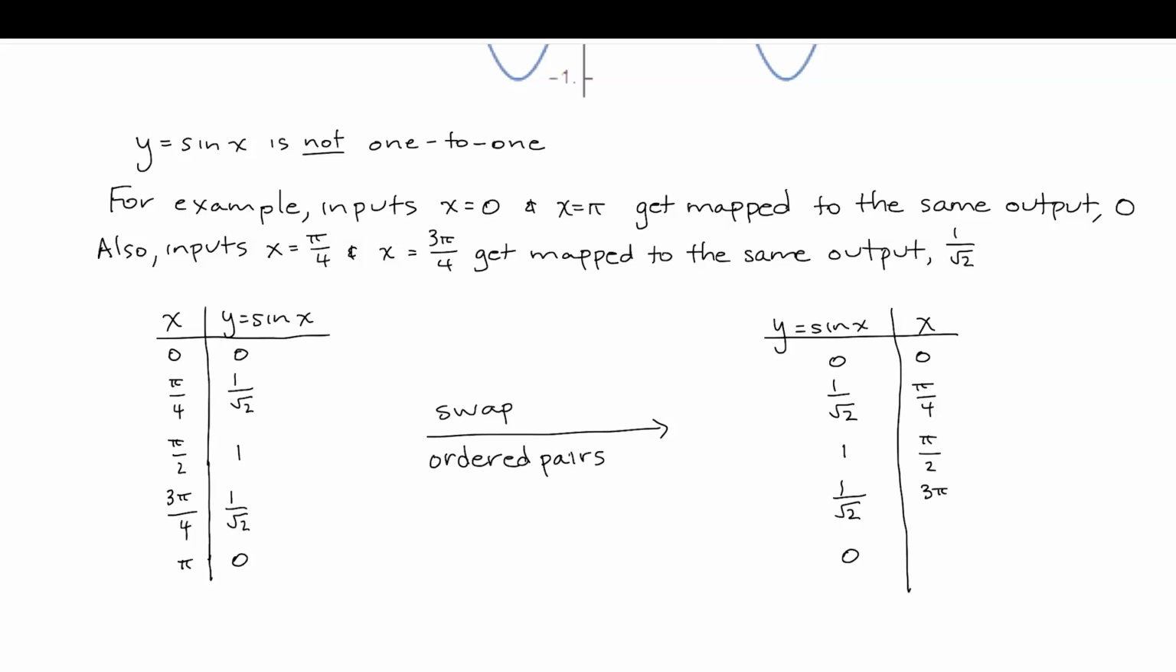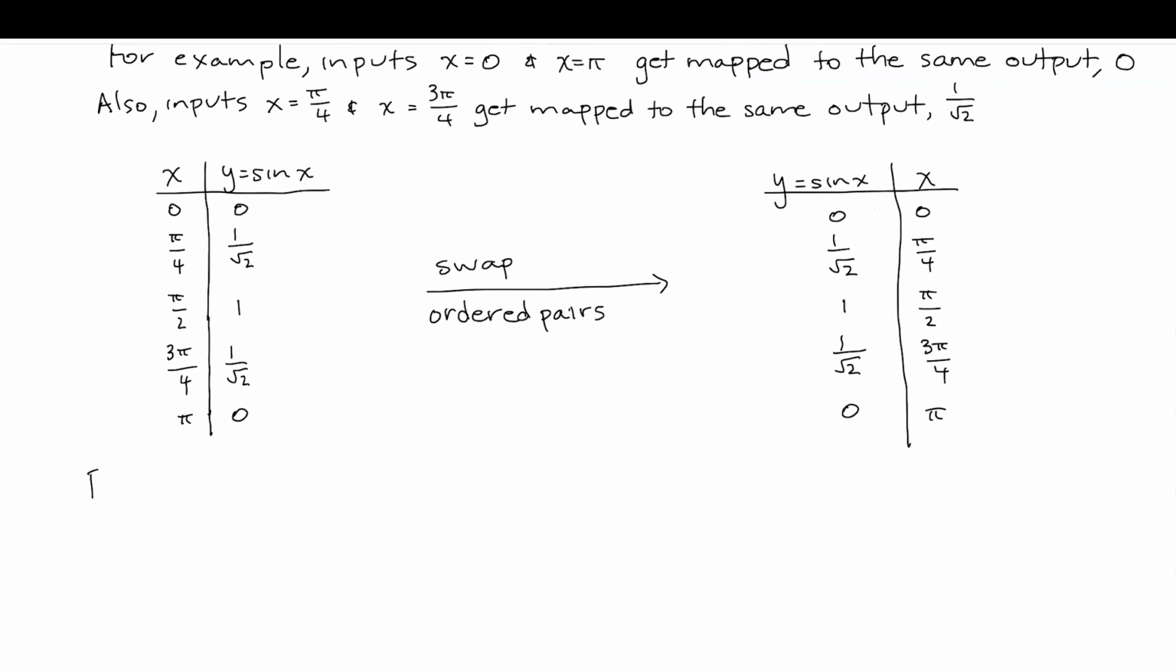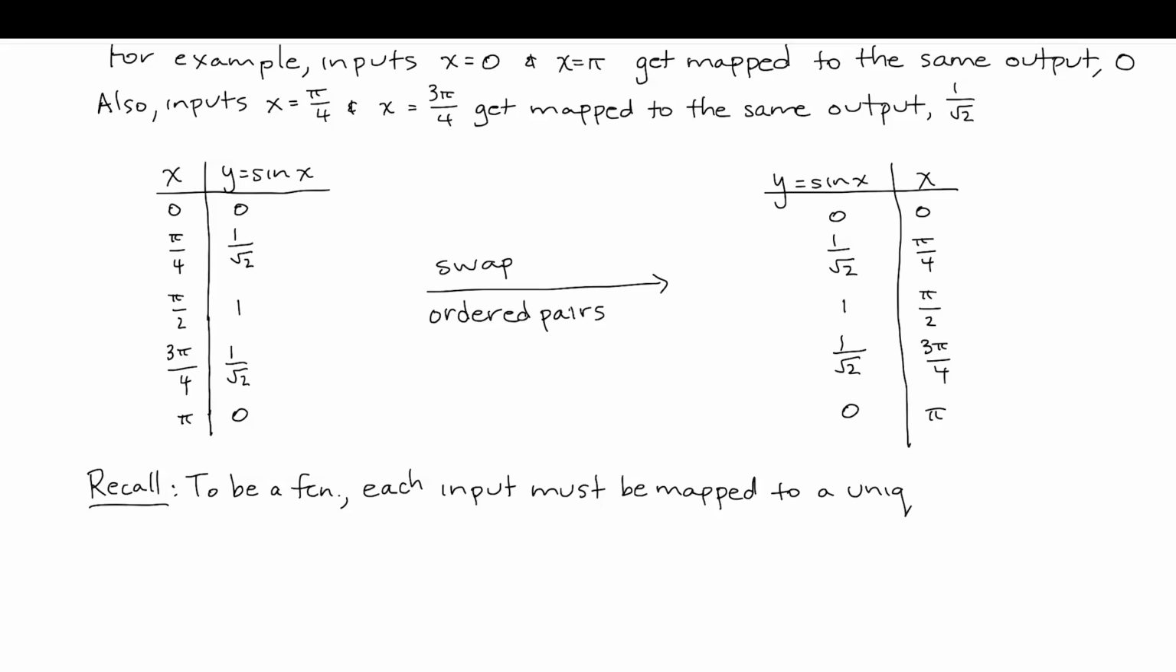Now, I have an issue. Because if somebody tells me, okay, my input is 0, I don't know whether to tell them the output is 0 or the output is pi. So again, just by way of recall, in order to be a function, each input can be mapped to only one unique output.